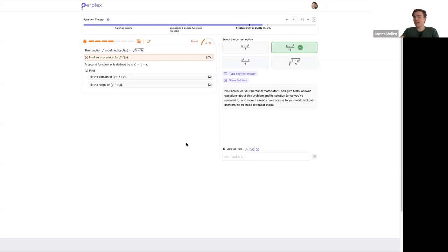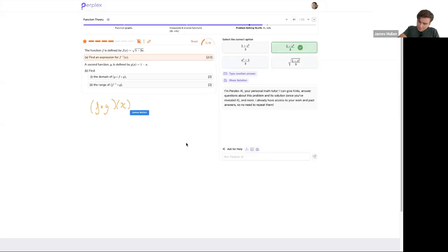by recognizing that g, which is 1 minus x, has a domain of all real numbers. Anything can go into g, which means whatever the domain of f of g is going to be the domain of g of f of g, because the g is not going to change the domain. It's all possible values. So I just want to find f of g of x and think about its domain.